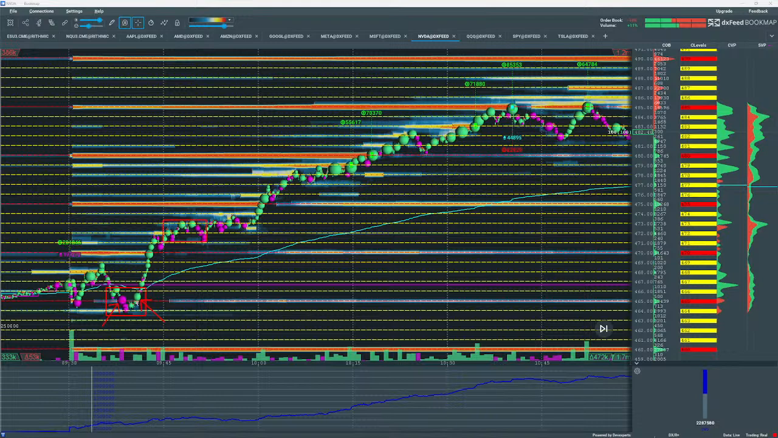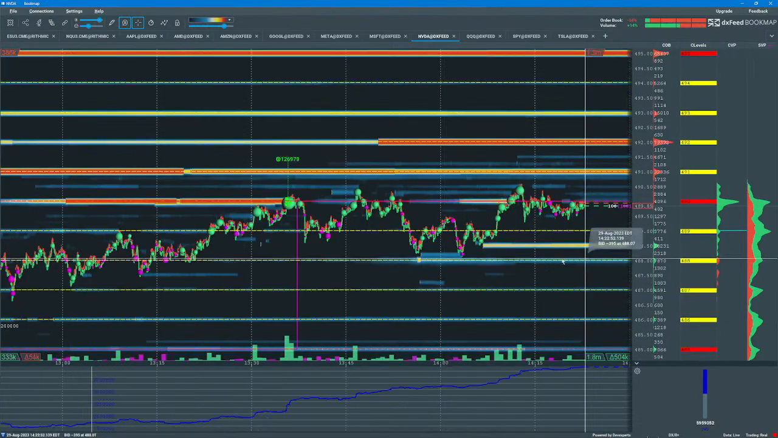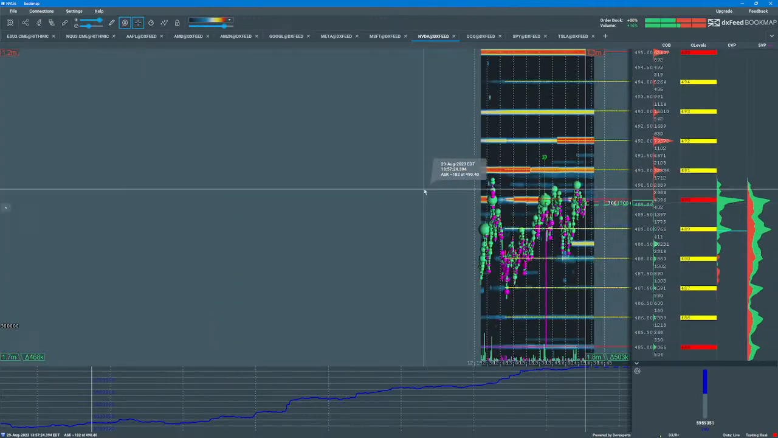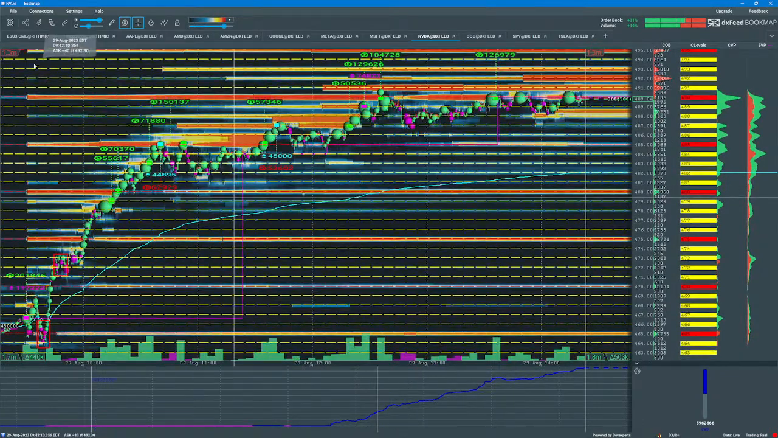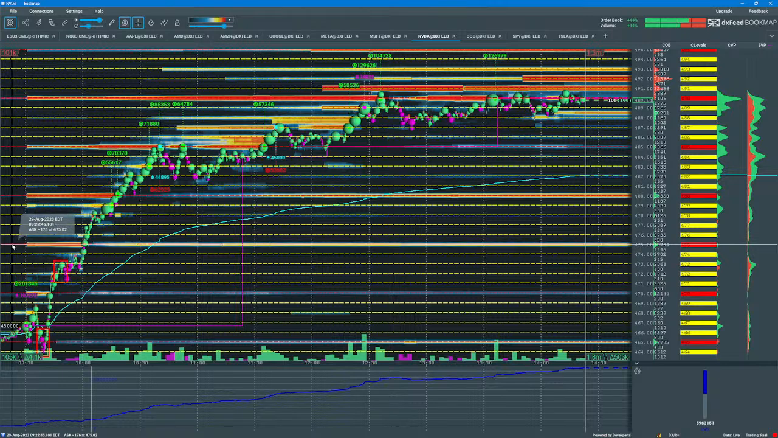So shift in order flow here, pretty easy read. Just go long at 465 there. That was a fantastic entry. And one thing to point out is right around, oops, I shouldn't have done that. Let me zoom back in. Sorry about that.